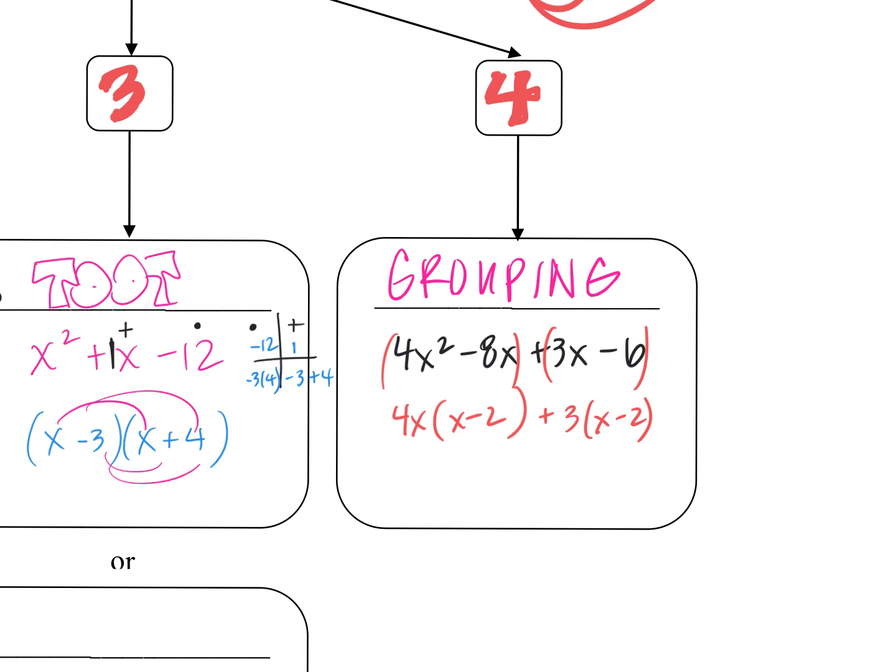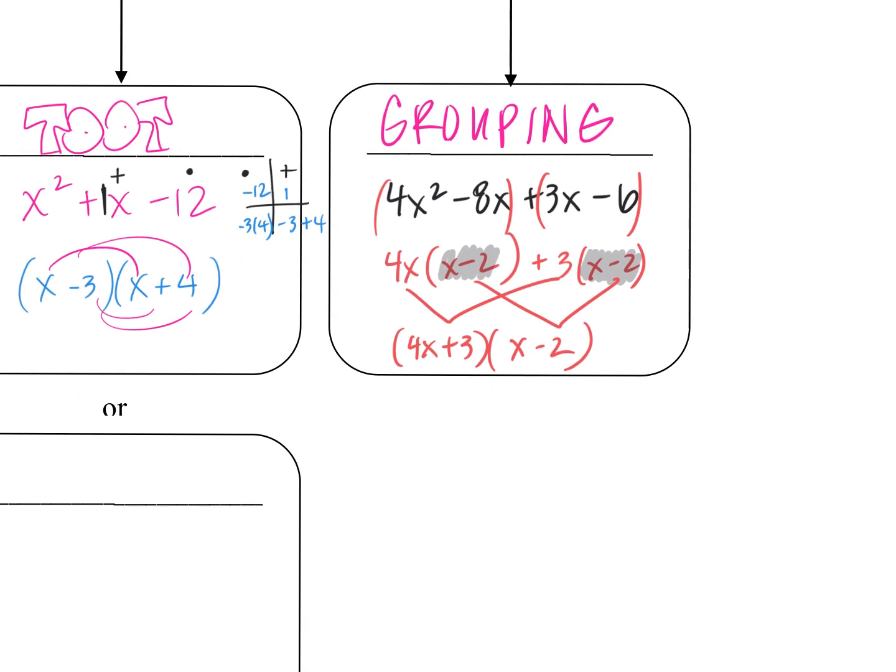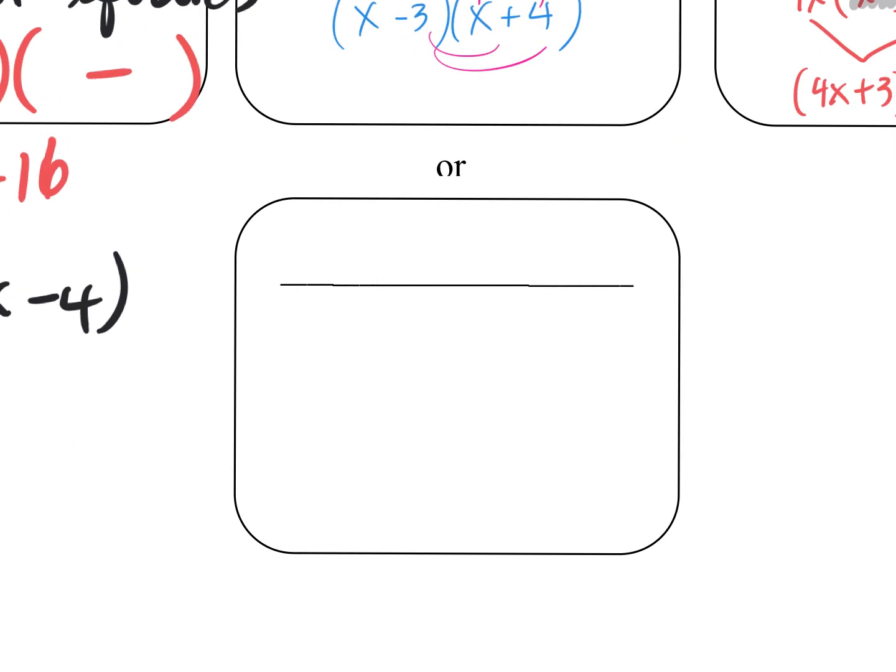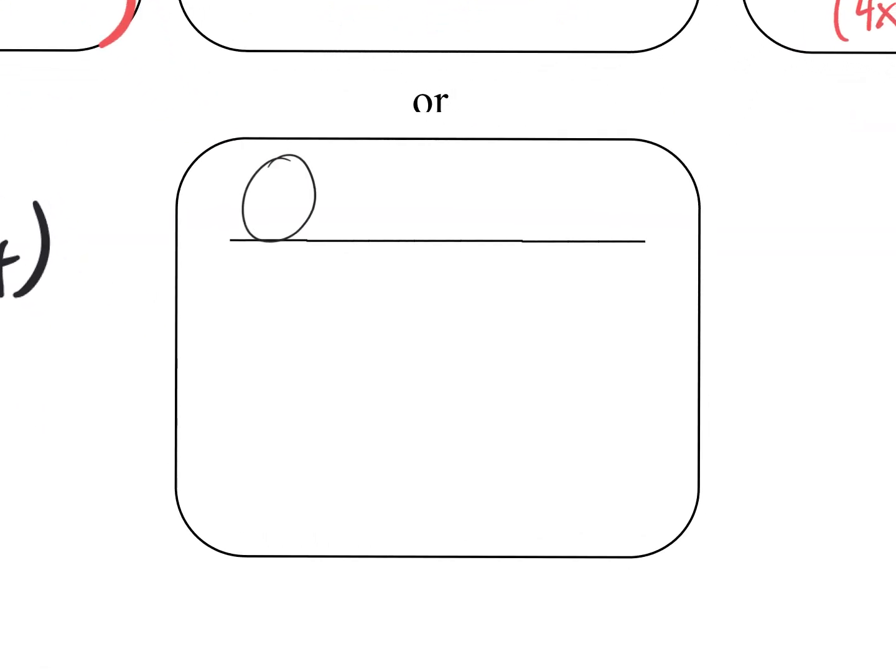X minus 2. You guys, when you group, what's in the parentheses will always match. And if it doesn't match, we've done something wrong. So it's a nice little check. Then how we write this pretty, I call it pretty, is take that 4x plus your 3, and put those in parentheses, times whatever was matching, x minus 2. And you're done.